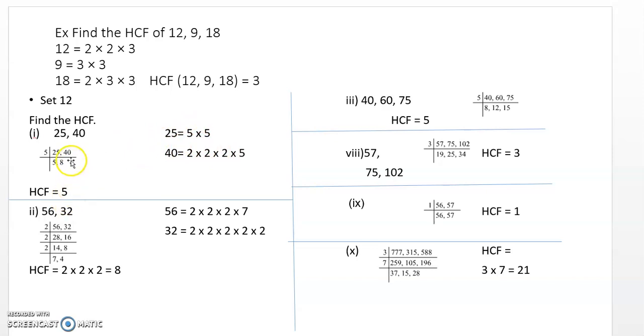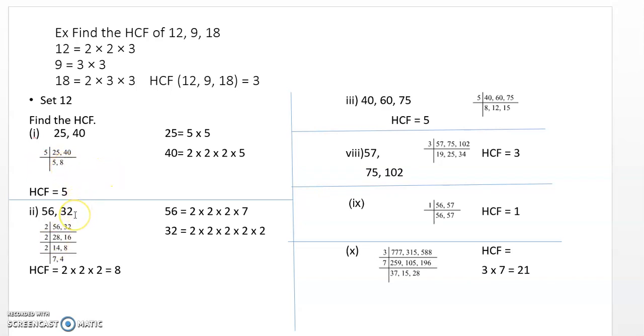This is called as a vertical arrangement. By doing this method, you have to choose such a number. It should be divisible by both. So 25 and the 40, it comes in which table? So 5. So you have to take 5, and after that you can't continue further because 5 is a prime number but 8 is a composite number. You can't do that. So this is the HCF.